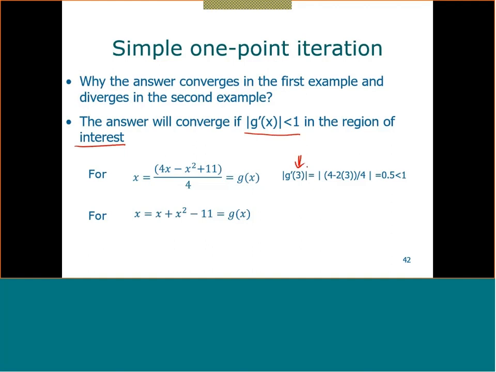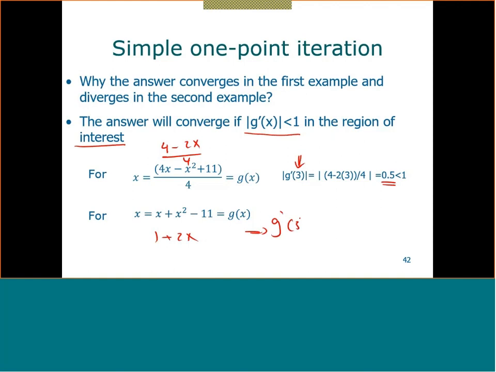So check here, take the derivative: this becomes equal to (4 minus 2x) divided by 4. Substitute 3, so it is 0.5. It is less than 1. On the other hand, if you take the derivative here, this becomes 1 plus 2x. So g prime of 3 will be equal to 1 plus 6 equal to 7, greater than 1. So this will not converge.